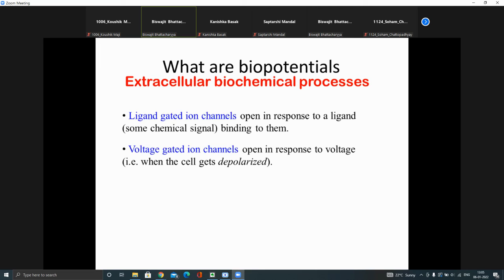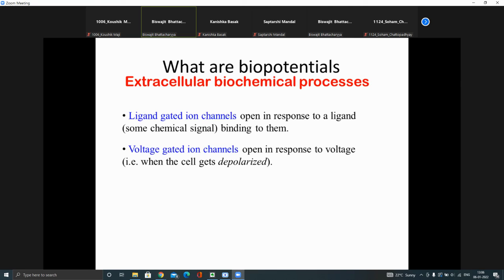That is when some cells are already getting depolarized. But for the first series of depolarization, we need the activation of ligand gated ion channels. Once that ion channel starts opening, charge transfer will take place, then some voltage will be manifested, and this newly manifested voltage will trigger the successive voltage gated ion channels, and then the voltage gated ion channels will start working. So that is the method.